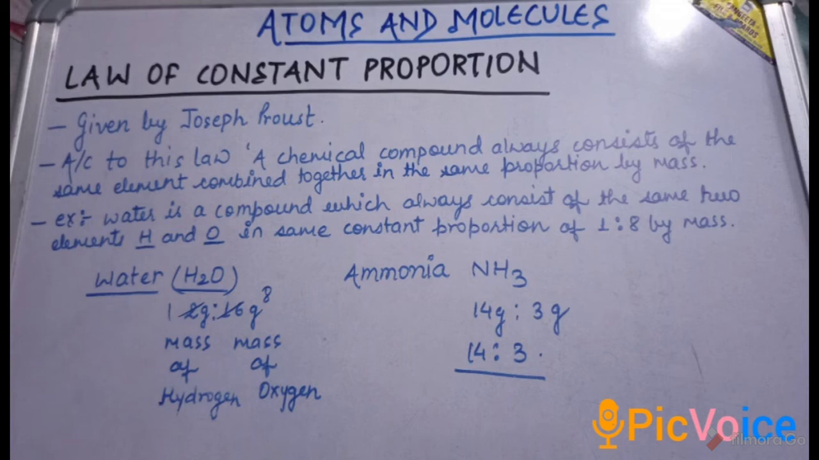And next is ammonia. The chemical formula of ammonia is NH3. Here the mass of nitrogen is 14 and the mass of hydrogen is 3 grams, because 3 atoms of hydrogen are present, that's why the mass of hydrogen in this case is 3 grams. So the ratio of nitrogen and hydrogen in the case of ammonia is 14:3. That means the law of constant proportion is what? A chemical compound always consists of the same elements chemically combined together in the same proportion by mass.